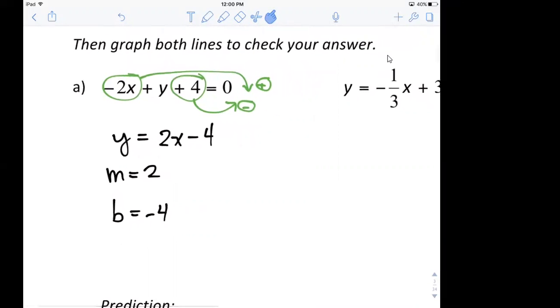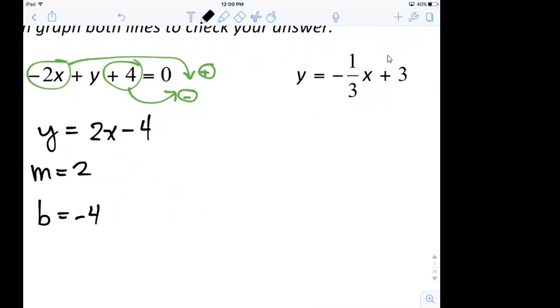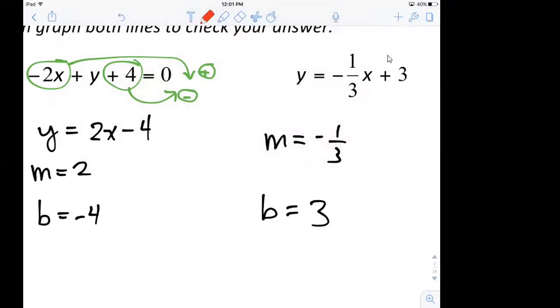For the other one, we don't really need to do any rearranging, but we might as well state its slope and y-intercept while we're at it. So the slope for this one is, of course, -1/3. That's the number attached to the x. This b value is 3. So if we take a look at what we have here, if we make a comparison, we can clearly see that these are different.